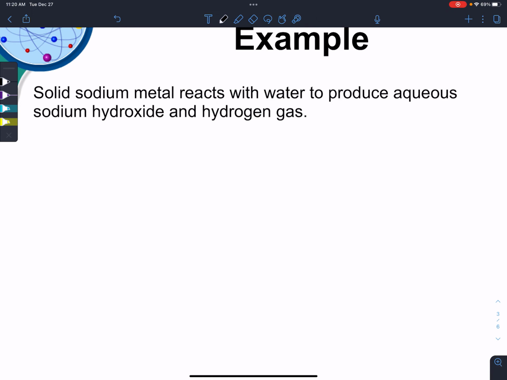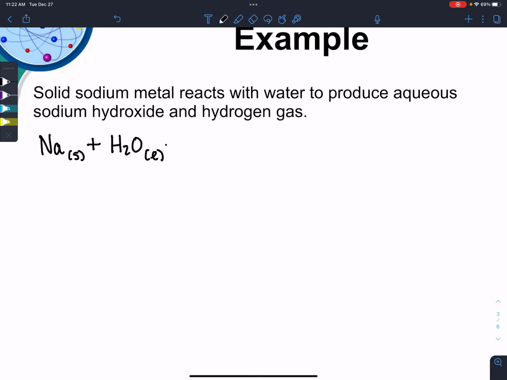All right, here we go. It says solid sodium metal reacts with water to produce aqueous sodium hydroxide and hydrogen gas. So we are taking that and we are translating it. So I just start left to right. Solid sodium metal is going to be Na, and it's going to be a solid because it tells me that in my equation. It's reacting with water. So reacting with is a plus sign and then H2O. Remember, we are assuming that H2O is always a liquid unless told otherwise.